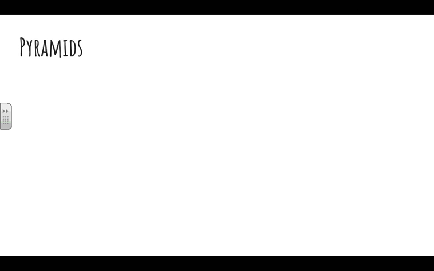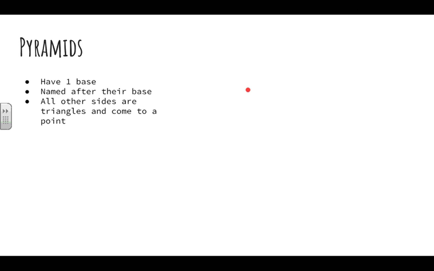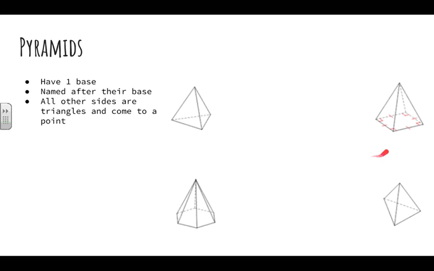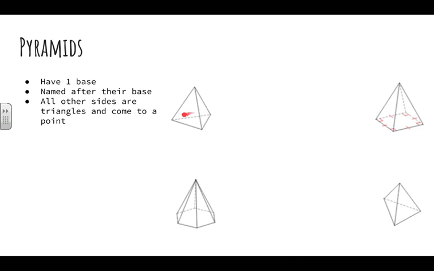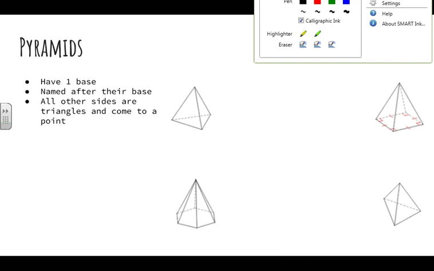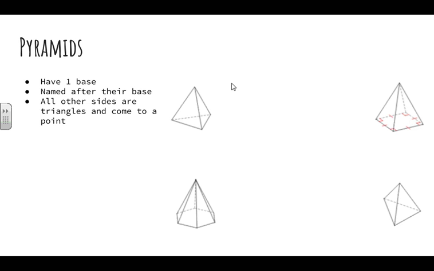Moving on, pyramids. Pyramids have exactly one base that could be any shape. They are named after their bases, just like the prisms were, and all other sides are triangles that come to a point at the top. So here we have 4 examples of pyramids. Once again, we would narrow in on the base, and we would name it based on its base.